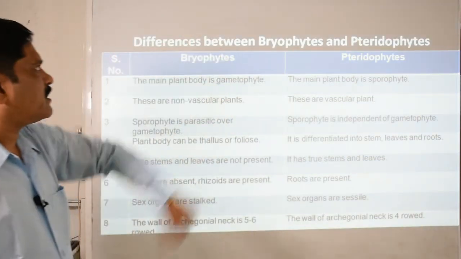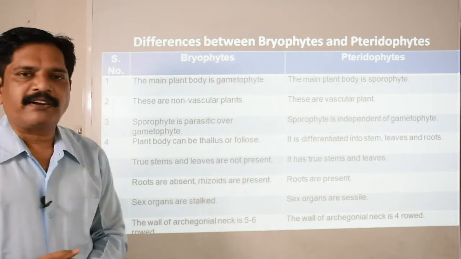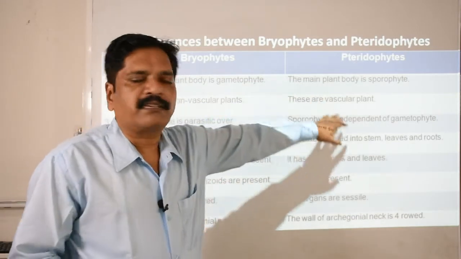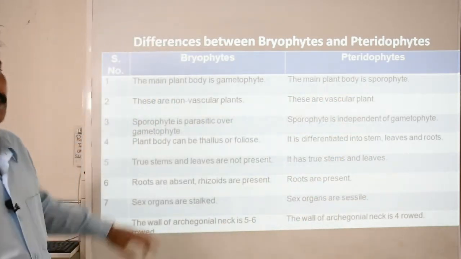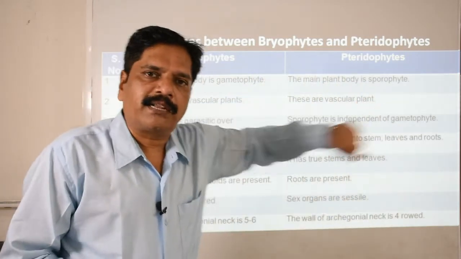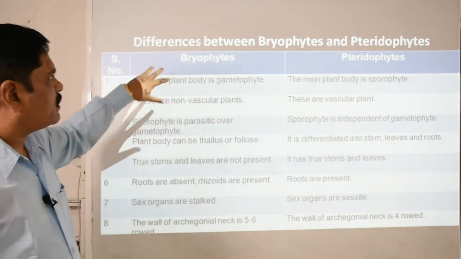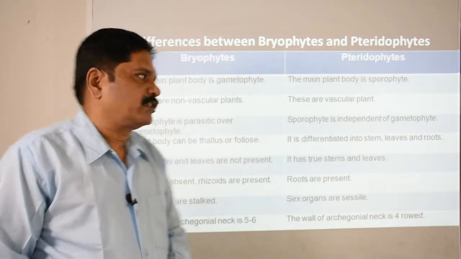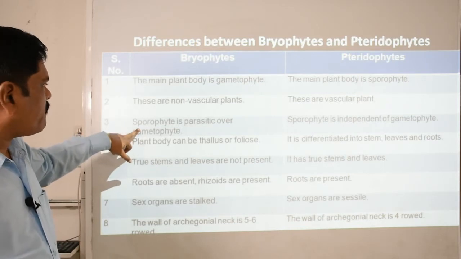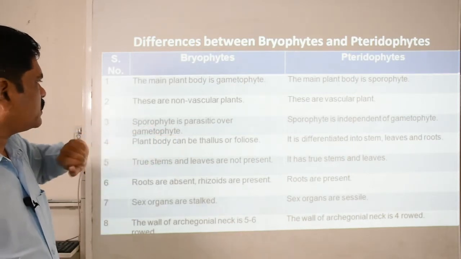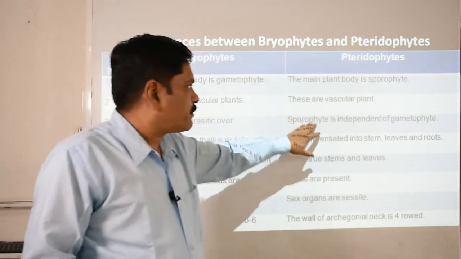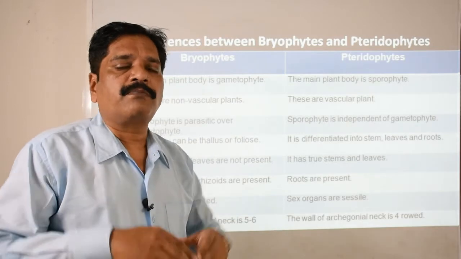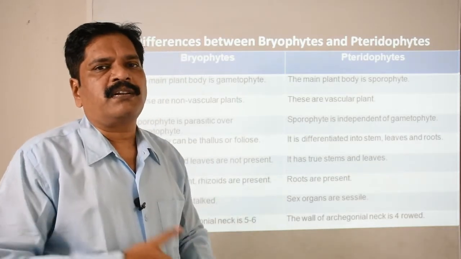Okay, now here we can take a look at the differences between the bryophytes and the pteridophytes. Clear? So in bryophytes the main plant body is the gametophyte, while in pteridophytes the main plant body is the sporophyte. The gametophytes are haploid and the sporophytes are diploid. Clear? And the bryophytes are non-vascular while the pteridophytes are vascular. In bryophytes the sporophyte is parasitic over the gametophyte, while in pteridophytes the sporophyte is independent of the gametophyte. You know that as the spores form, they are released and develop as an independent plant after germination.